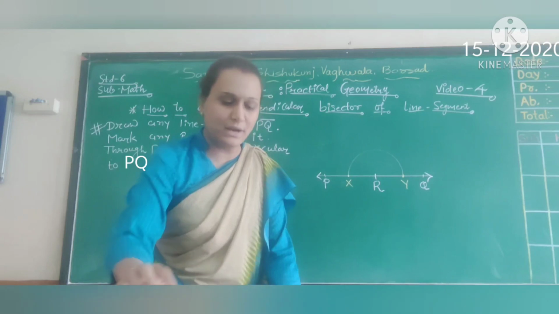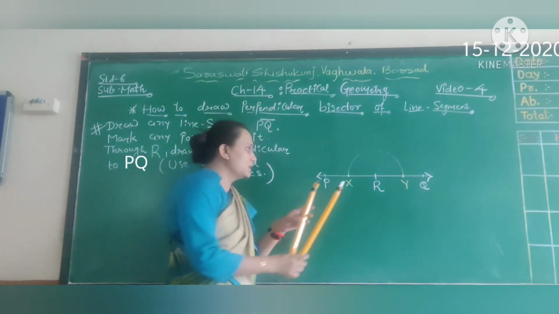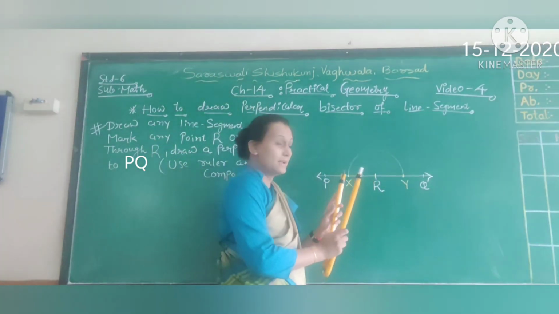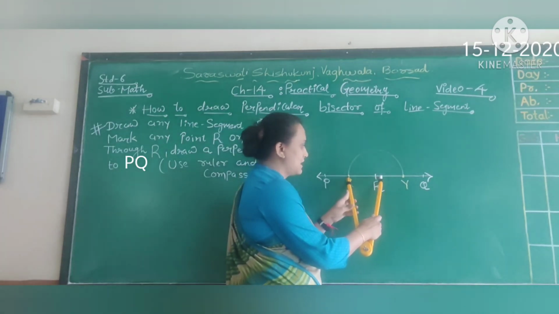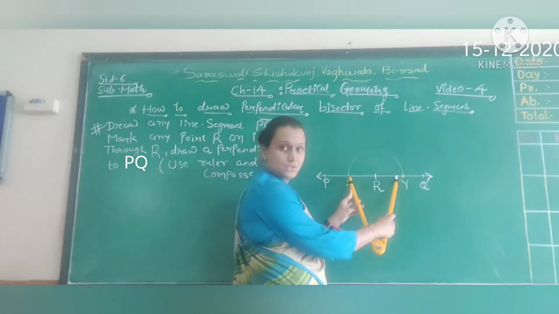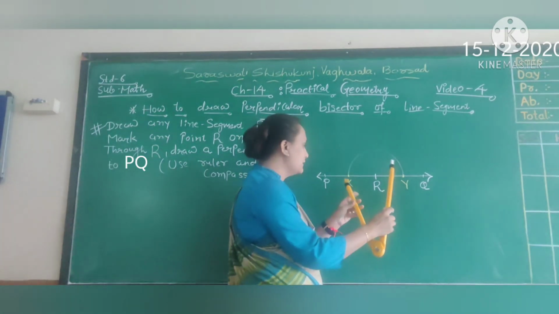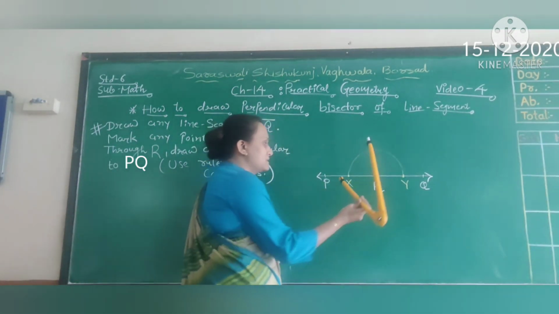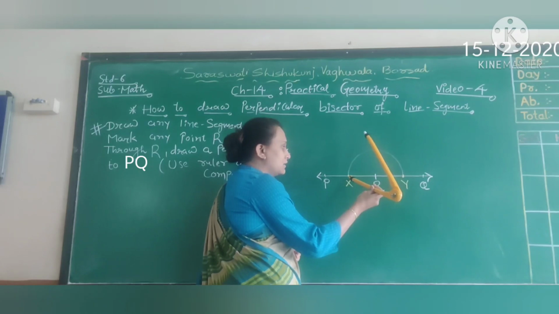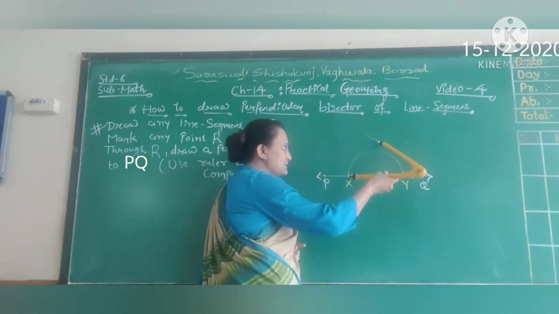Now we want to draw the perpendicular bisector. So here you have to take a measurement more than XR, means this much. Here we have taken a measurement more than XR. Now with this measurement, draw an arc from point X.